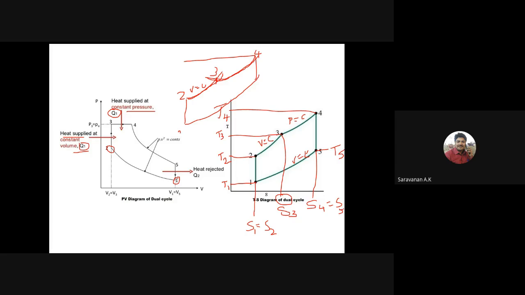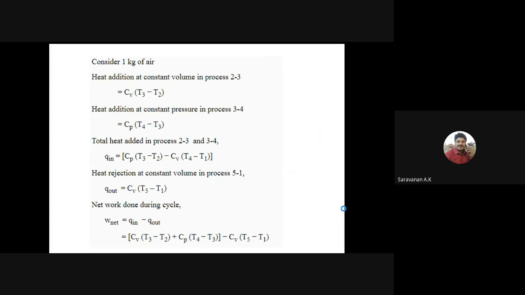Then we can see how we can get the efficiency of the dual combustion cycle. For the assumptions of the air standard cycles, the first assumption is a fixed mass. So we can consider the mass as 1 kg of air. Then what is the heat addition? We have two heat addition processes, one at constant volume and one at constant pressure.